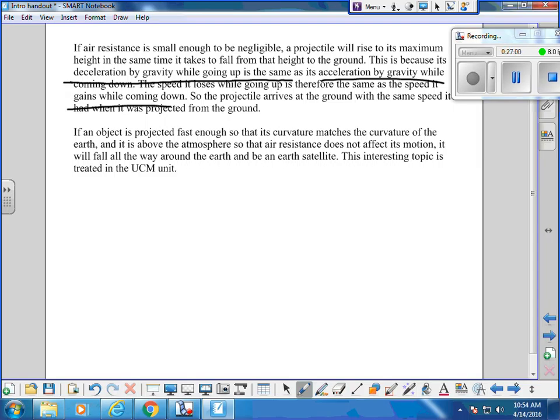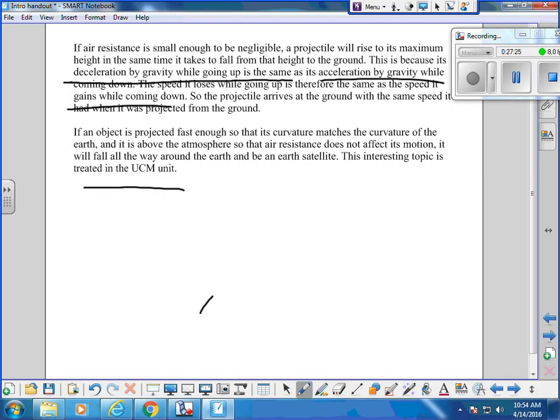Okay, let's try to finish up here so Nate can go. Yeah, don't shoot an eagle. If an object is projected fast enough so that its curvature matches the curvature of the Earth and it's above the atmosphere so that air resistance doesn't affect its motion, it will fall all the way around the Earth and be an Earth satellite. This interesting topic is treated in the UCM unit. We'll get to that. Okay?